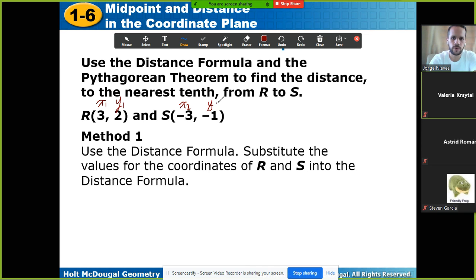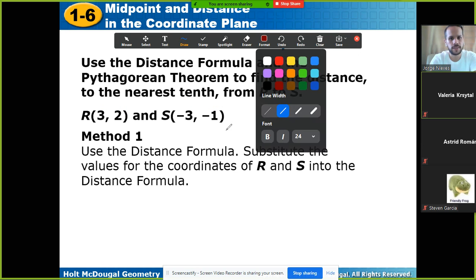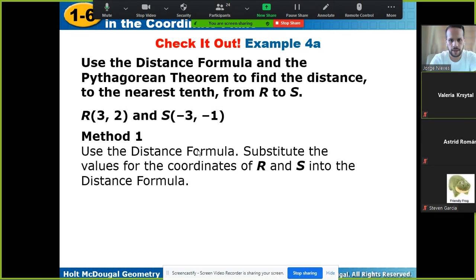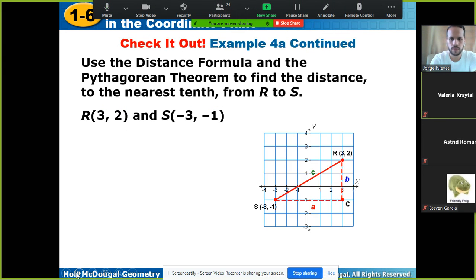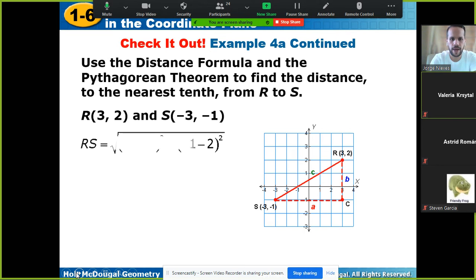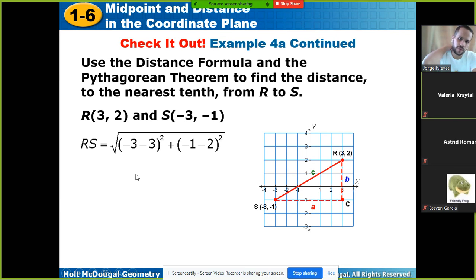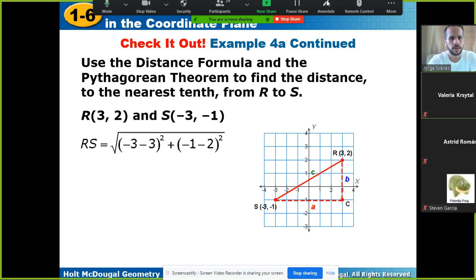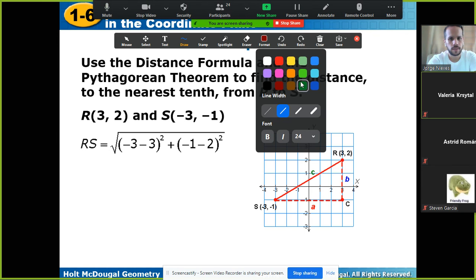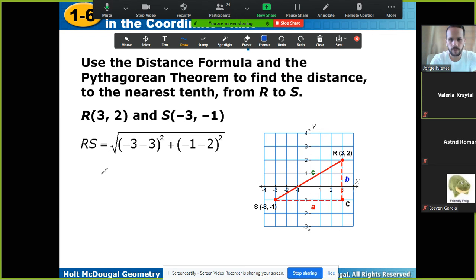Okay. So after we know that, we can substitute that in our distance formula. Let's see how we do it again. Okay. So this is what we have. We got -3 minus 3 squared plus -1 minus 2 squared. Let's see this very quick so we can assign what we're going to do today.